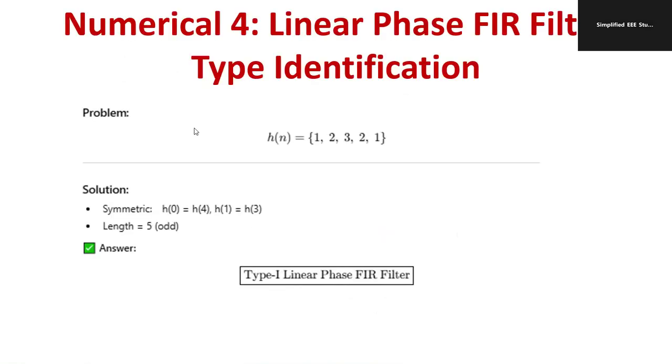Numerical number 4, linear phase FIR filter type identification. h of n is given, the impulse response is given: 1, 2, 3, 2, 1. Then solution: it is symmetric when h of 0 is equal to h of 4, h of 1 is equal to h of 3. Length is equal to 5, that is odd. The answer will be type 1 linear phase FIR filter. These are the shortcuts you should remember.